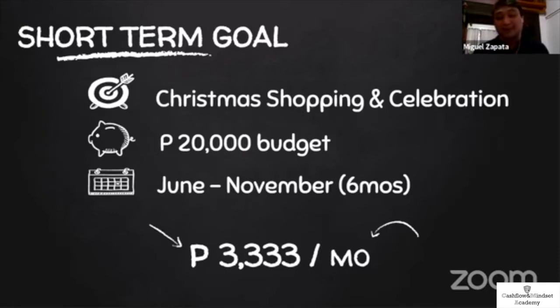Yun yung kasama na din pang bili ng regalo, pang share ko. And I'm gonna start from June to November. So that gives me 6 months pa to plan. So, dinivide ko siya. Ni-round off ko na lang to, pero that's 3,333. So, it gives us a clear picture kung anong gagawin natin each month.